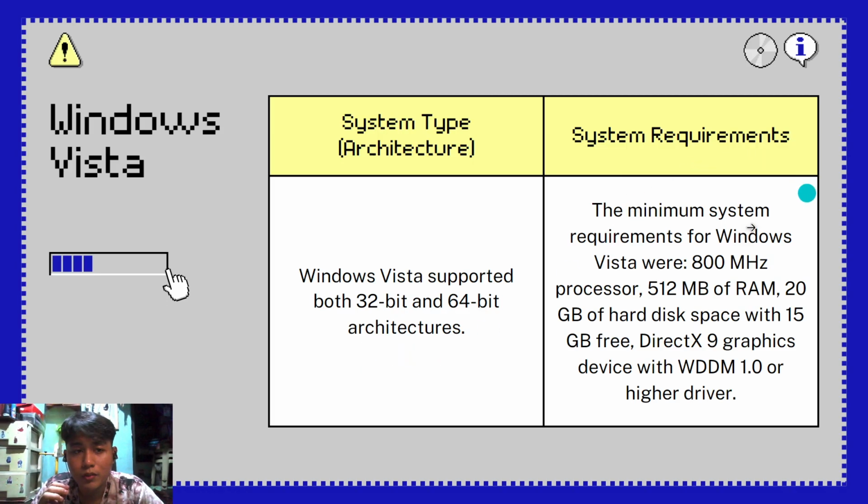And the system requirements of it: Vista requires a minimum of an 800 megahertz processor, 512 megabytes of RAM, 20 gigabytes of hard disk space with 15 GB free, and a DirectX 9 graphics device with WDDM 1.0 or higher driver.